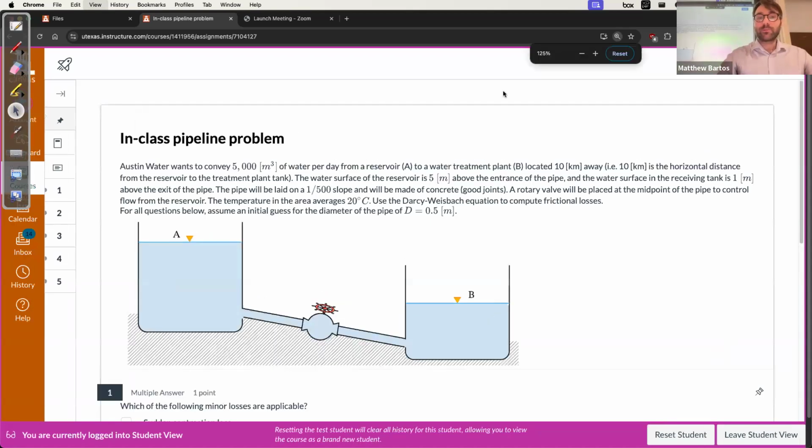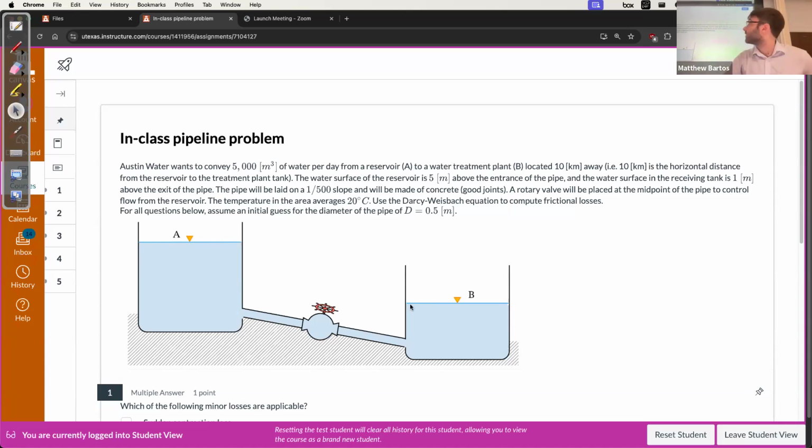So here is the problem. Austin Water wants to convey 5,000 cubic meters of water per day from a reservoir A to a water treatment plant B located 10 kilometers away. So 10 kilometers here is the horizontal distance between the two reservoirs. The water surface of the reservoir A is 5 meters above the entrance of the pipe, and the water surface of the receiving tank is 1 meter above the exit of this pipe. So this distance here is 5 meters. This distance here is 1 meter.